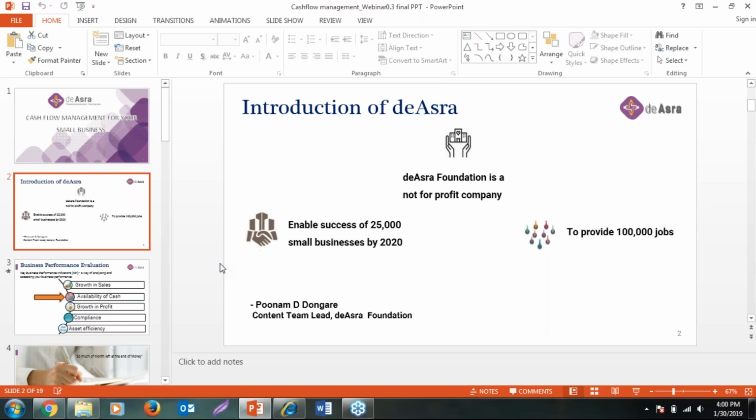So let's move towards our today's topic, that is cash flow management for your small businesses.